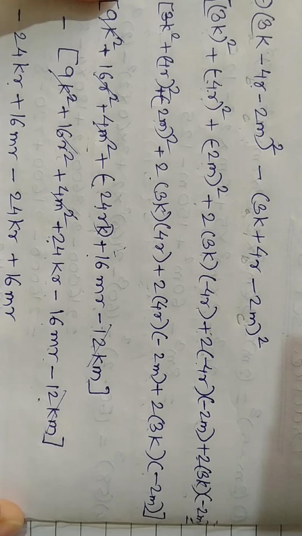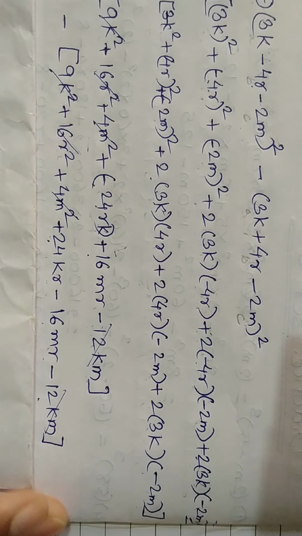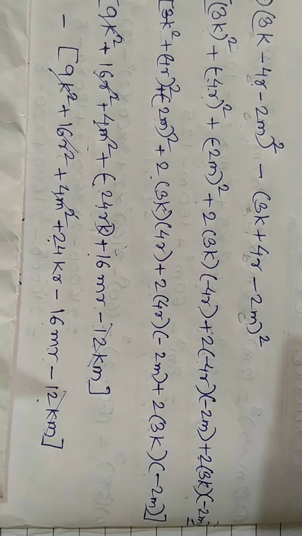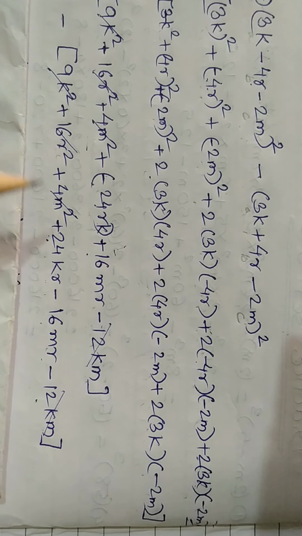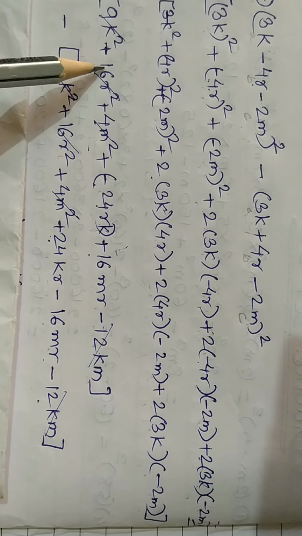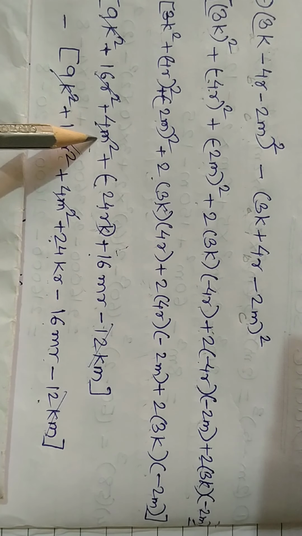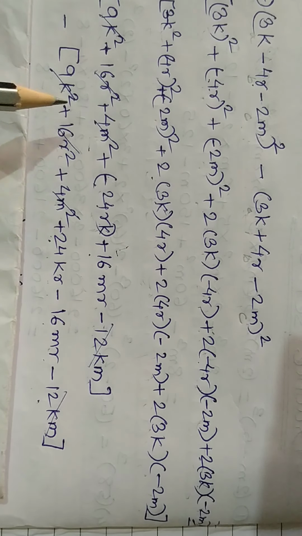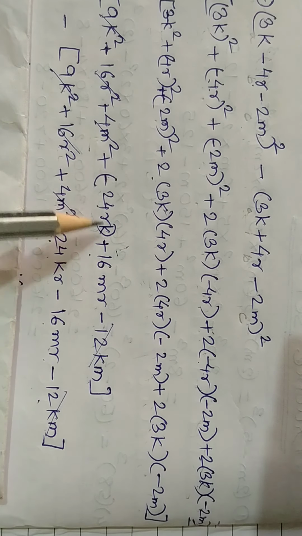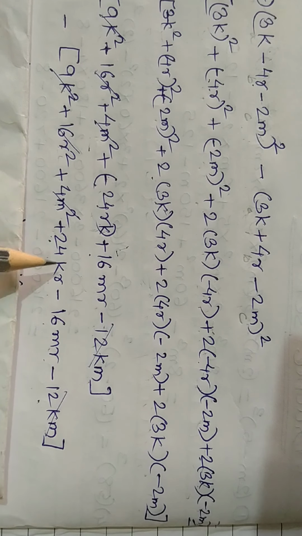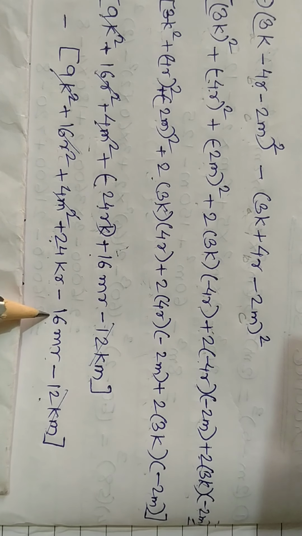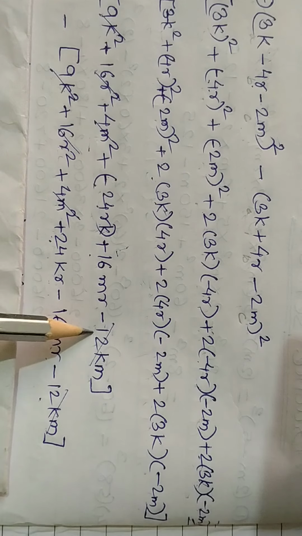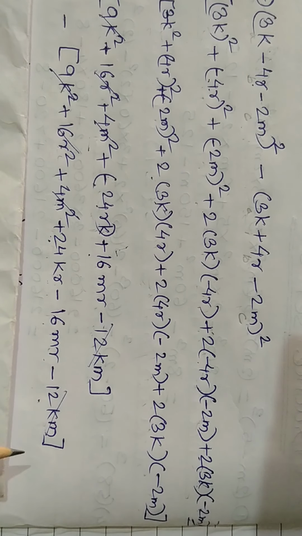Then see this bracket only. Similar terms as we solved before, similar terms we can cancel: 9k² and 9k², 16r² and 16r², 4m² and 4m², only with similar sign you can cancel it. Then see, −24rk, here +24rk is there, rk, kr and rk, it is the same. Then +16 and −16, this we can't cancel, −12km we can cut it.